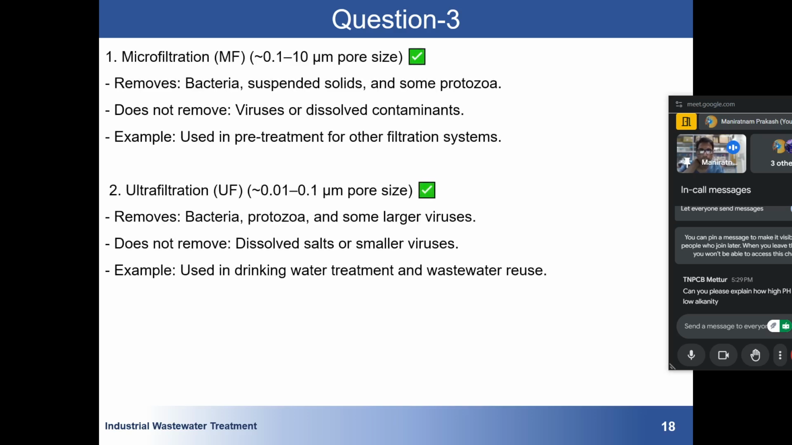In microfiltration, the pore size, suppose we are using a membrane, okay? Let me show you one, a simple filter, not micro. Actually, I am sitting in my lab, that's why I am able to show you everything. Are you able to see it? I hope you are able to see it. Yes, sir. So this is a filter.